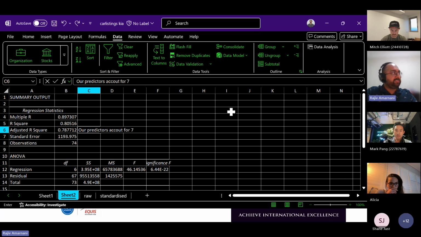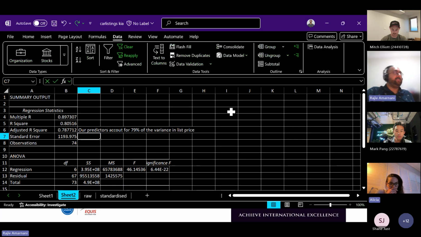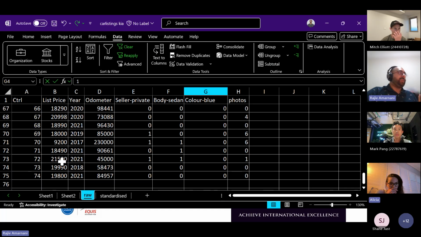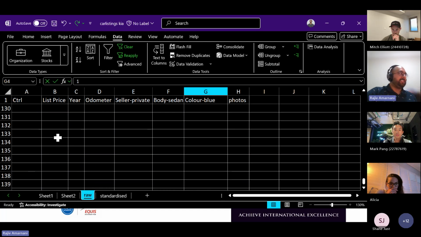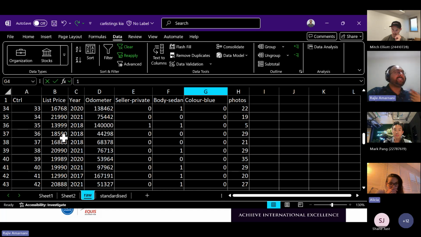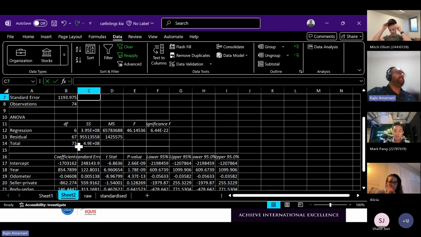79% of the variance in list price. So we, of course, know that list price varies amongst all these cars that are being sold, and we can explain 79% of this variance through this combination of predictors. Linear combination, I should say.